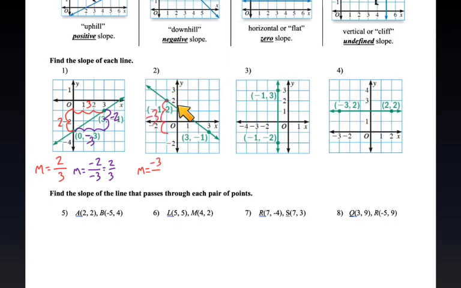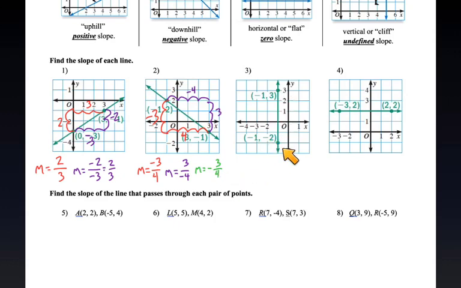I can count this, 1, 2, 3. It goes down 3, negative. To the right, positive, 4. Okay? Or if I started at the other point, it would go up 3, which is positive. And then to the left, 4, left is negative. So either way, negative 3 over positive 4, that's negative 3/4. Positive 3 over negative 4, that's negative 3/4.